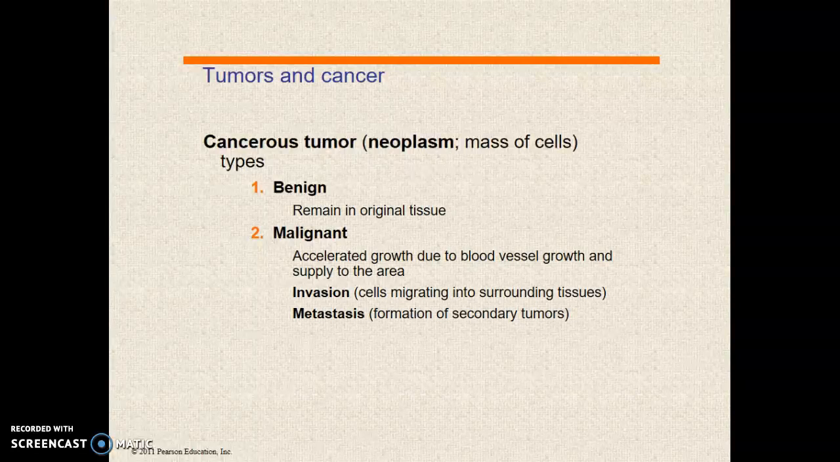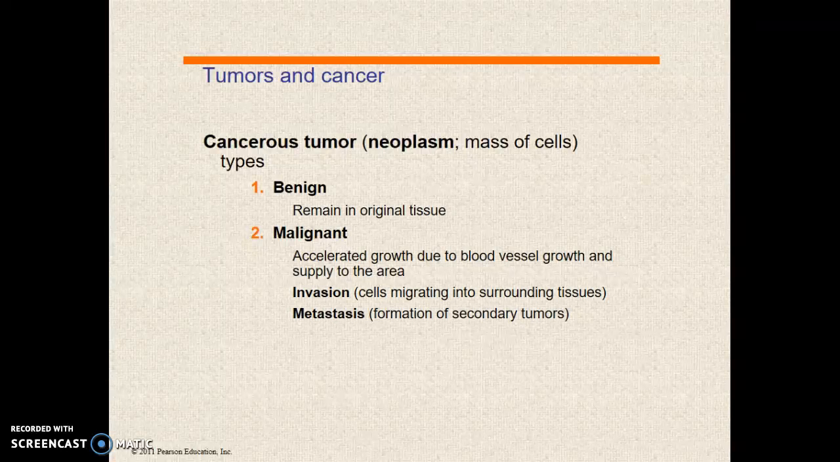A tumor is a neoplasm. It's a mass of cells. This is not necessarily dangerous. A benign tumor stays in place, does not move throughout the body, and may only affect you if it blocks something else. For example, a tumor in the ureter might block urine going from the kidney to the bladder.